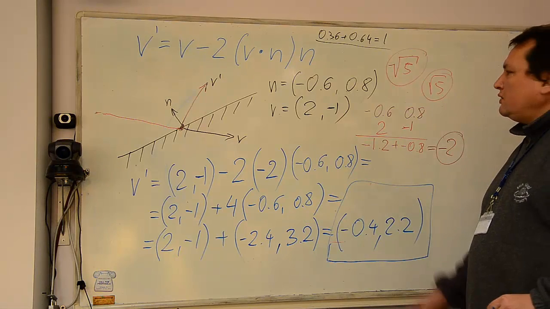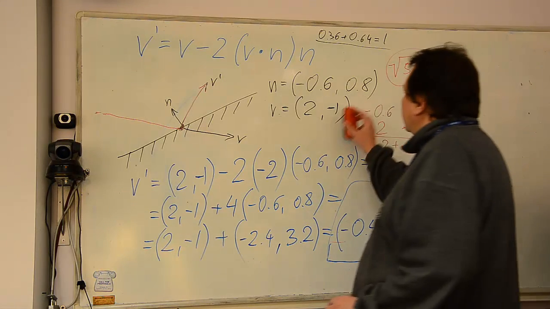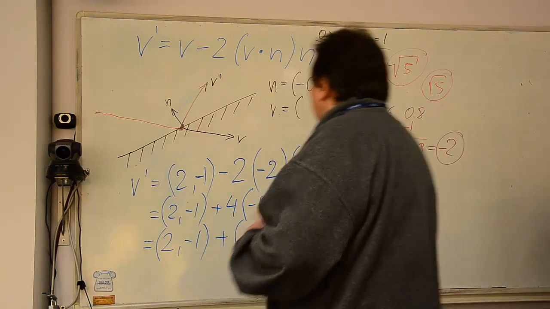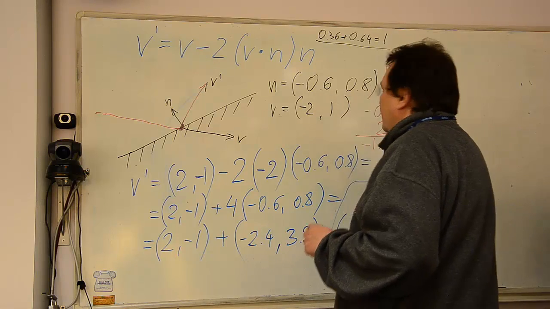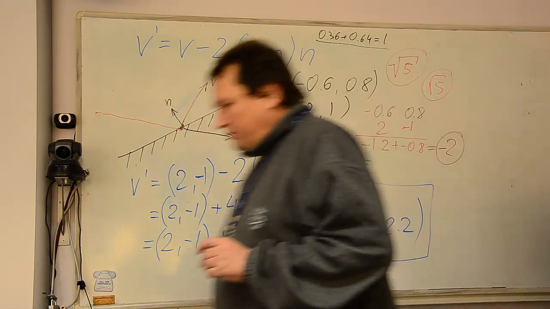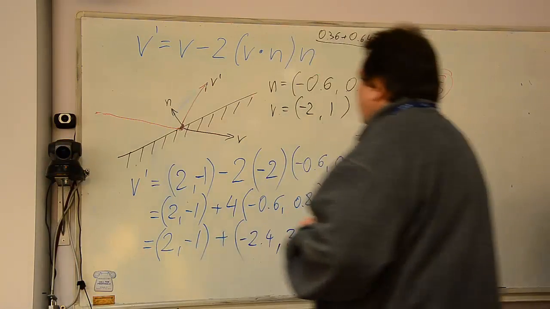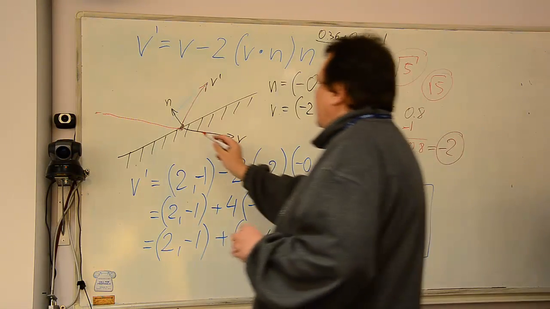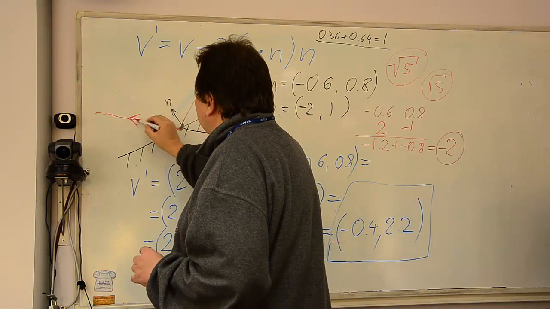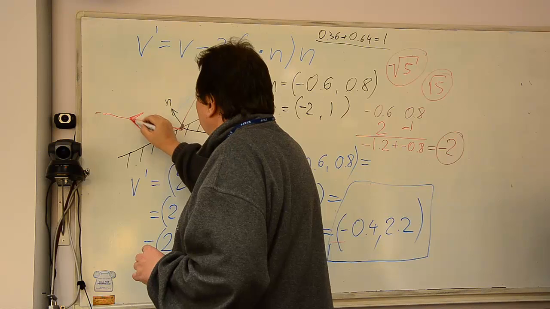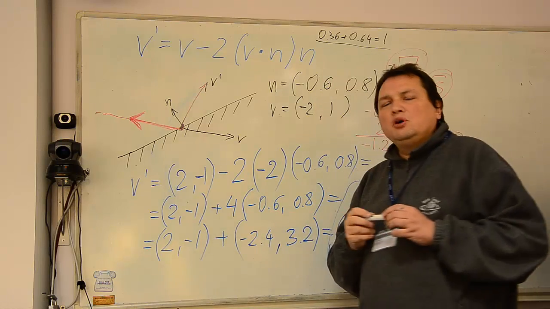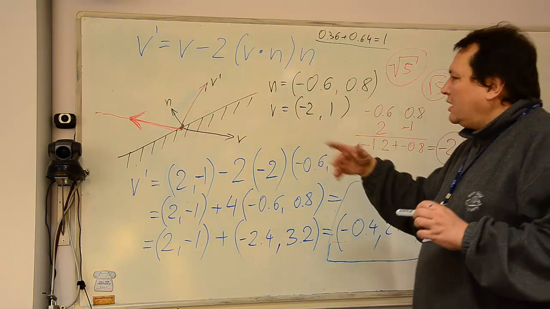What would happen if we had a different velocity here? Like instead of 2, minus 1, minus 2, 1. What's wrong with this velocity? Something really wrong, because this velocity, minus 2, 1, will be a velocity like this. That's the velocity vector of our object in the moment of hitting this surface.